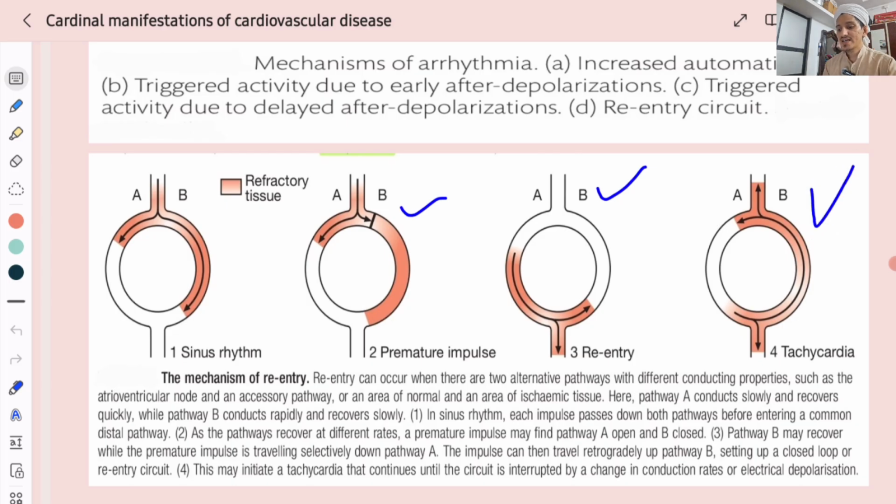This may initiate a tachycardia that continues until the circuit is interrupted by a change in conduction rates or electrical depolarization. Like this it happens. Because this is a slow pathway and this recovers fast, this will go like this, and backward, and this will become a circuit. That can be an anatomical entry or functional re-entry.